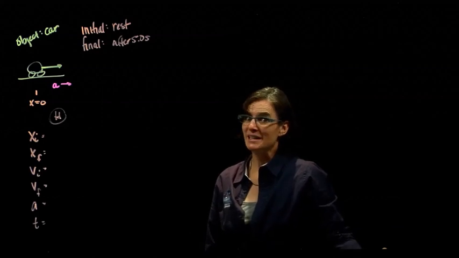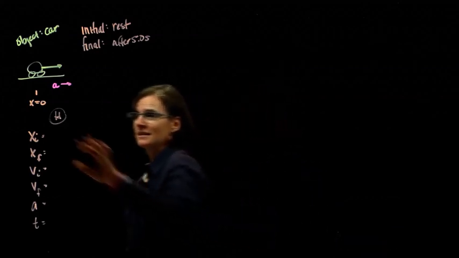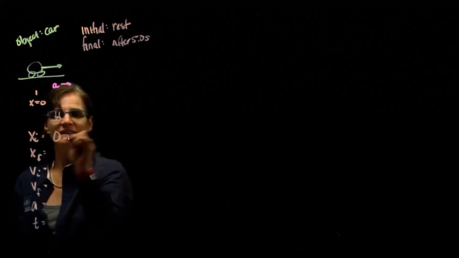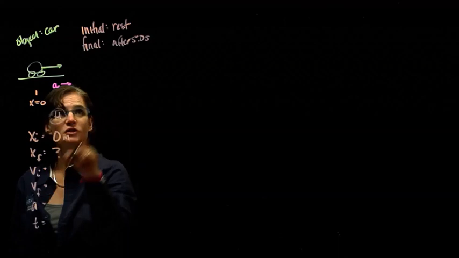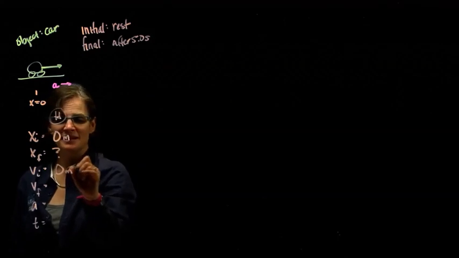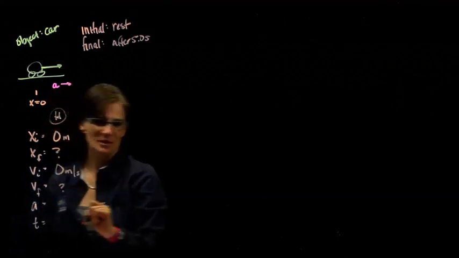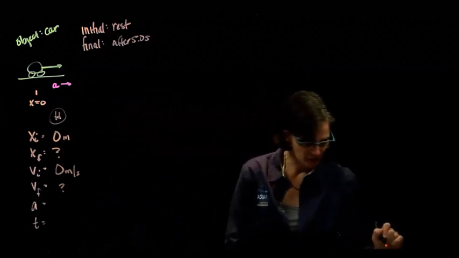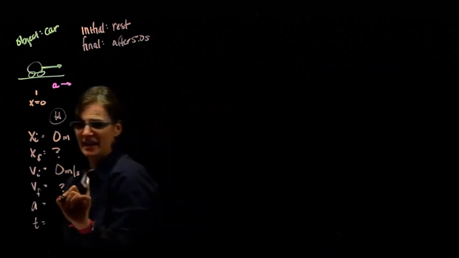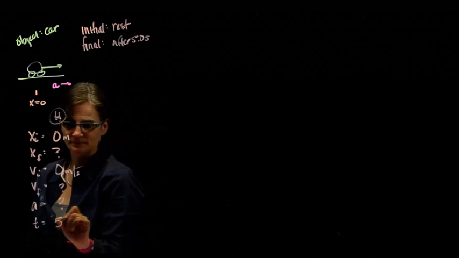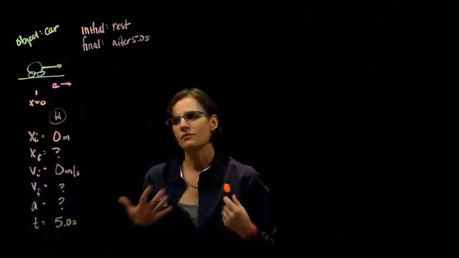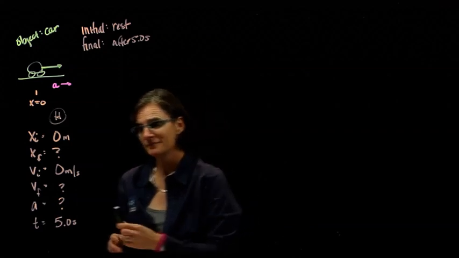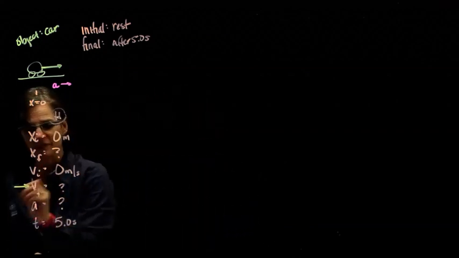All right, so initial position, when the car is at rest, we've identified as x equal to 0. Final position, we don't know. Initial velocity, it's at rest, that's 0 meters per second. Final velocity, we don't know. Acceleration, it's not given, so we don't know that. But we do know that the time is 5 seconds. Now, the problem asks us to solve for the final velocity. That is our variable of interest.